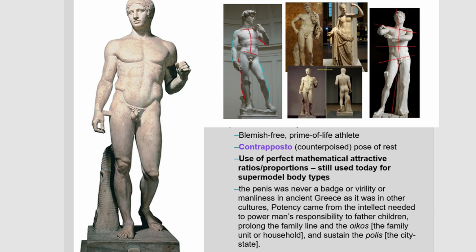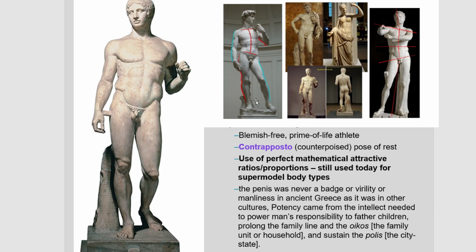These sculptures use the idea of the perfect mathematical ratio and proportion of a human body, and it's still used today. In terms of the height, the height from the top of the head to where the hips end is usually the same height from here to the bottom of the feet. And no real human has that proportion. Supermodels come close, and so that idea of beauty sticks around.